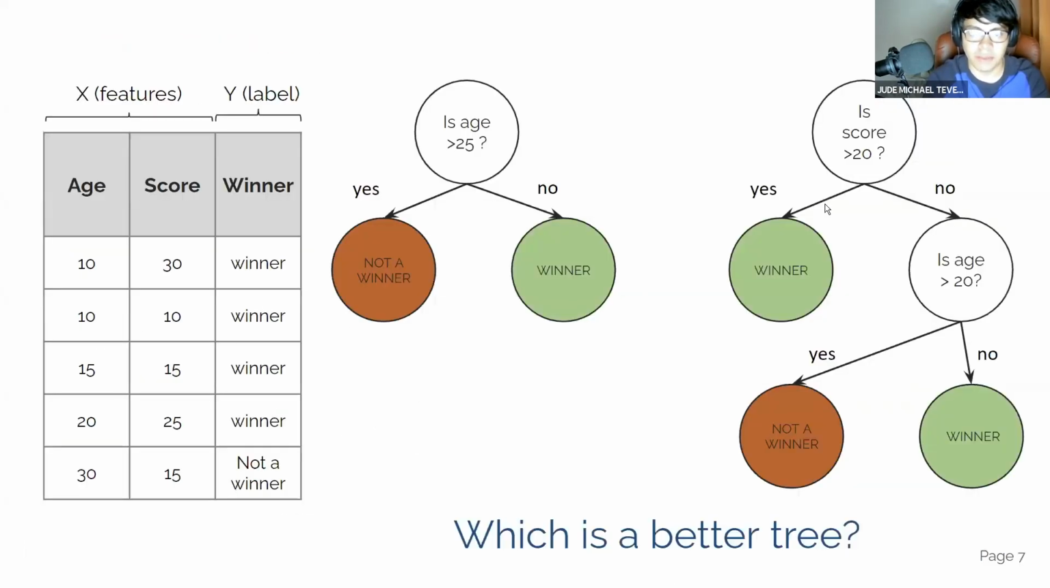Or we could have another way of asking things. We could use another tree. Instead of is age greater than 25, we could have, is score greater than 20? If yes, then it's a winner. If no, then you have another question. Is age greater than 20? Yes or no?